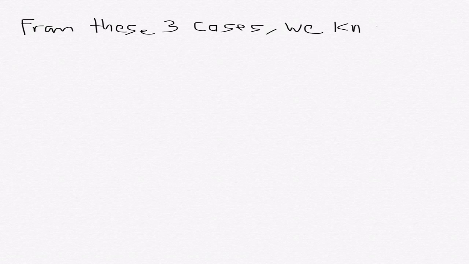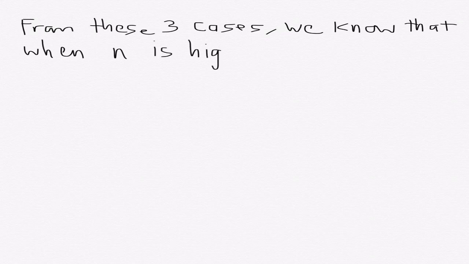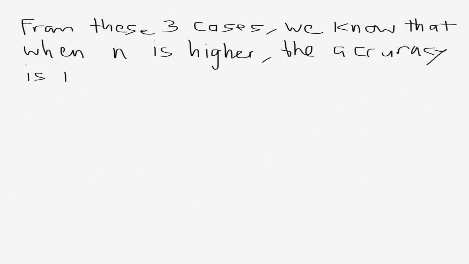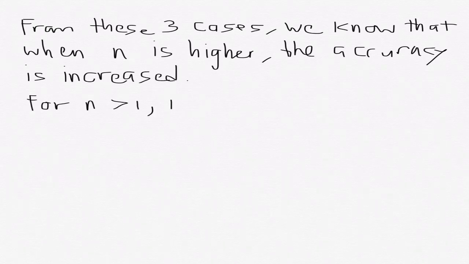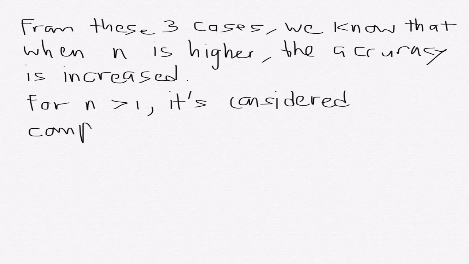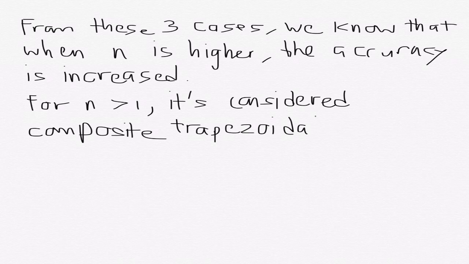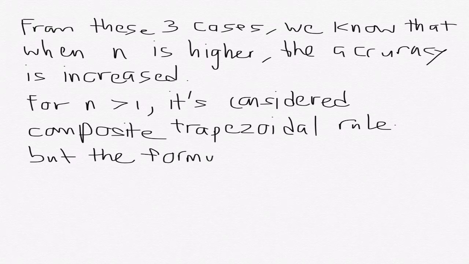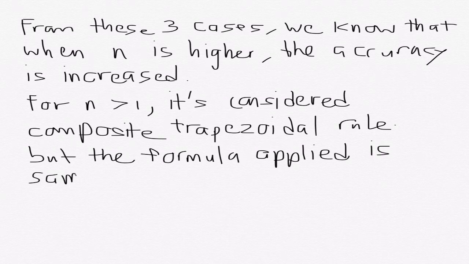Okay, now we can conclude from these three values that when the value of n is higher, the accuracy is increased. So n bigger than 1 is considered the composite trapezoidal rule. But mostly, we will apply the composite trapezoidal rule since we would like to obtain a higher accuracy value.